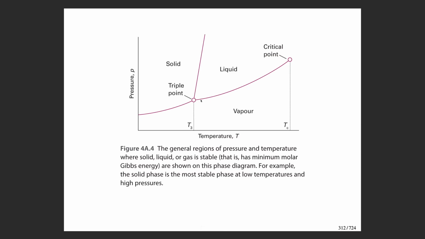So this curve here can also be called the vapor pressure curve. It's the vapor pressure of the liquid. It's the vapor pressure of the vapor that is in equilibrium with the liquid. You'll see that it's temperature dependent. As you increase the temperature, the vapor pressure of the liquid increases. This would be the vapor pressure of the solid in equilibrium with its vapor.